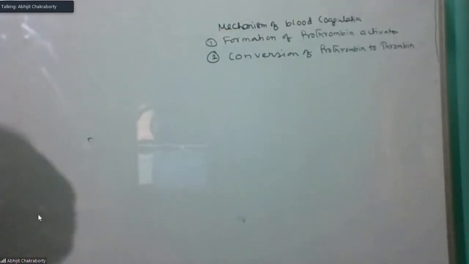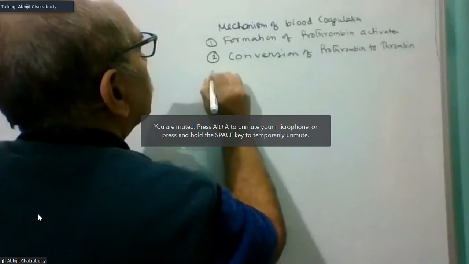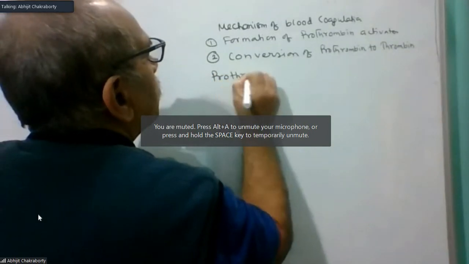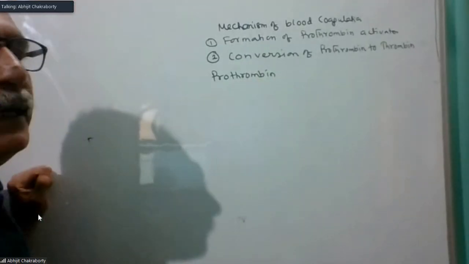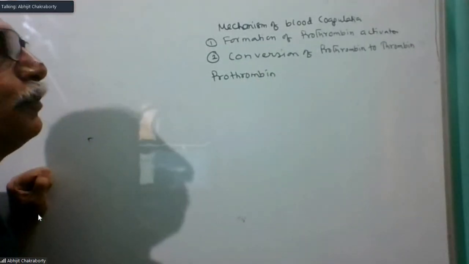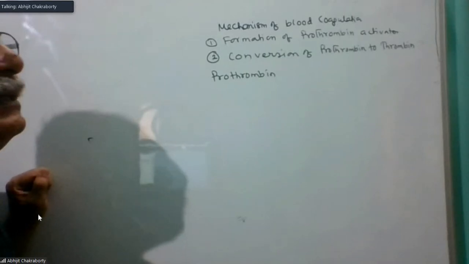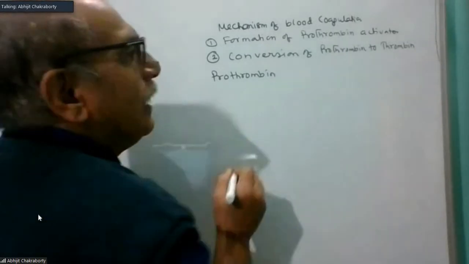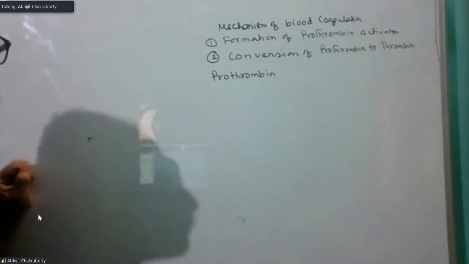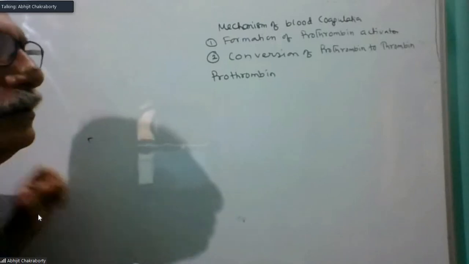Conversion of prothrombin to thrombin. What happens? You know, prothrombin is produced in the liver with the help of vitamin K. Vitamin K helps in the synthesis of prothrombin in the liver. Remember this thing. In this way, vitamin K helps in blood coagulation.